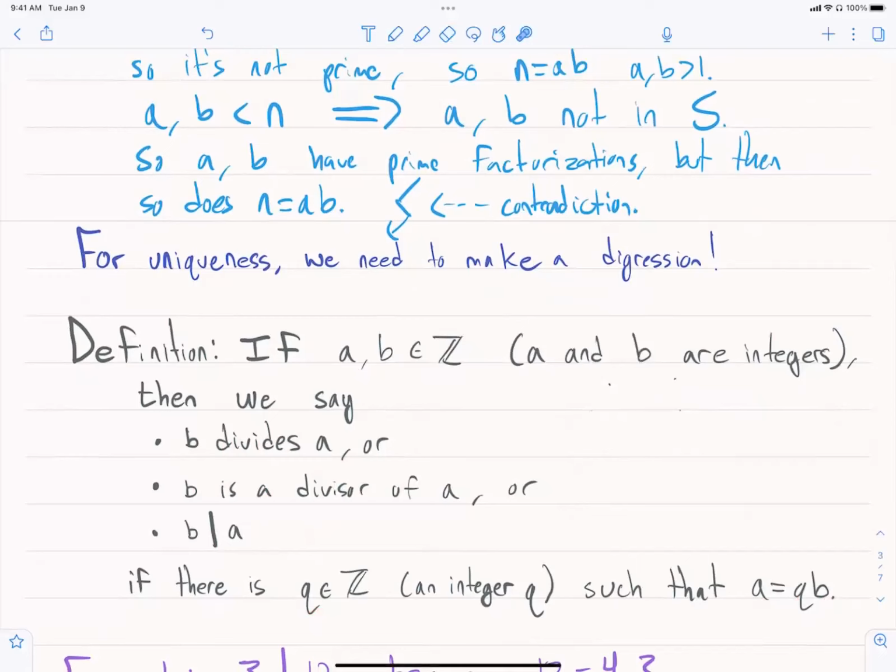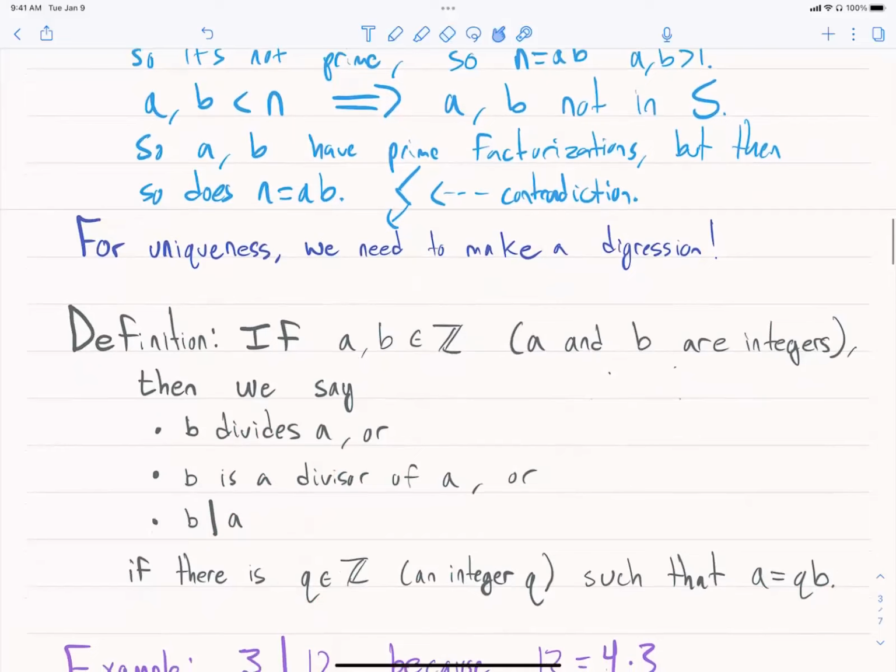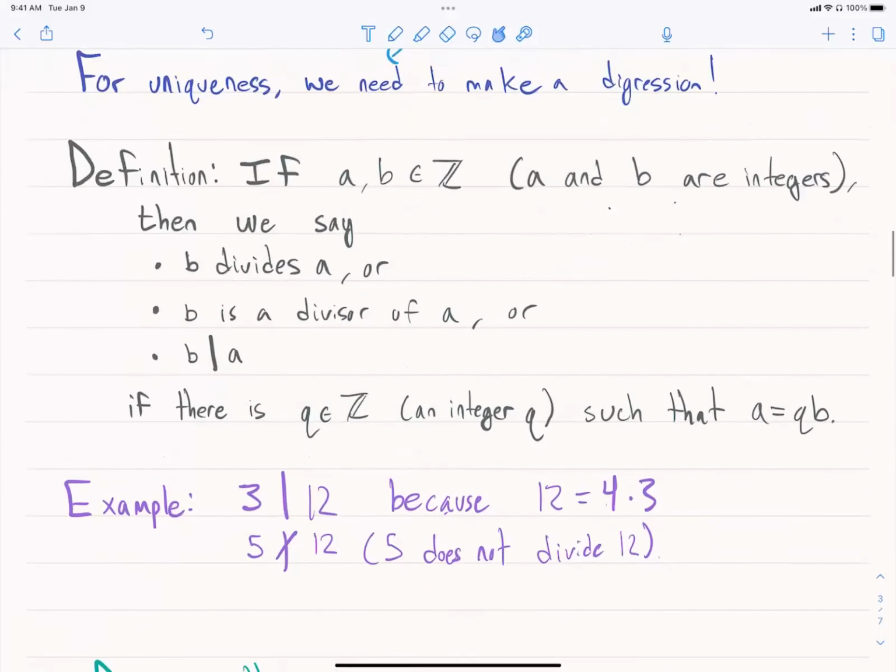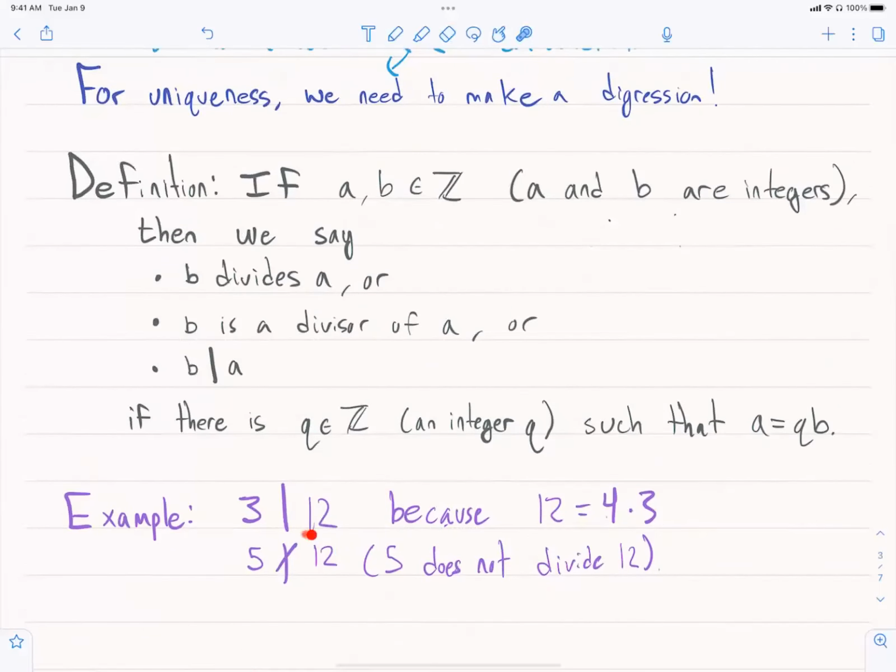And this is exactly what it has always meant for b to be a divisor of a, what it's meant since elementary school. But this is just to make it precise and write down some notation. This b divides a symbol is very useful. So for example, 3 divides 12, because 12 is 4 times 3. 5 does not divide 12.